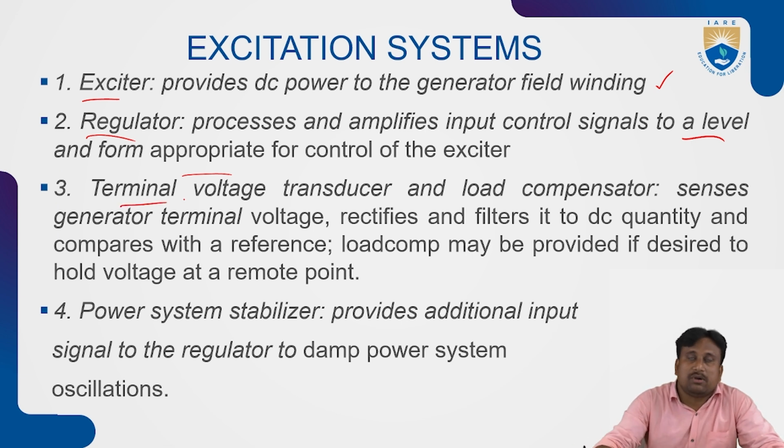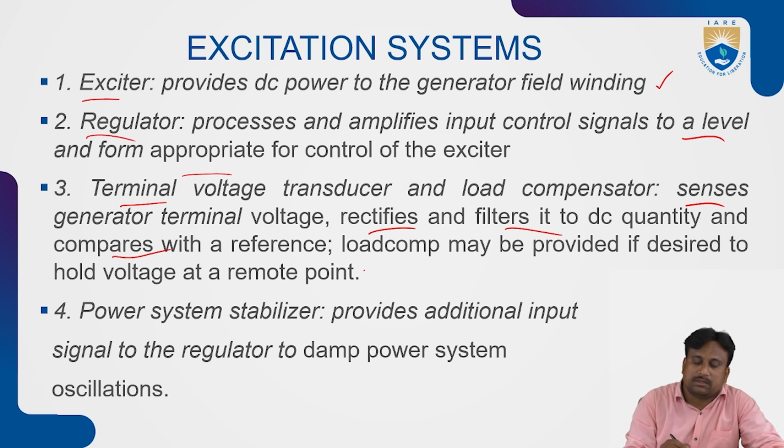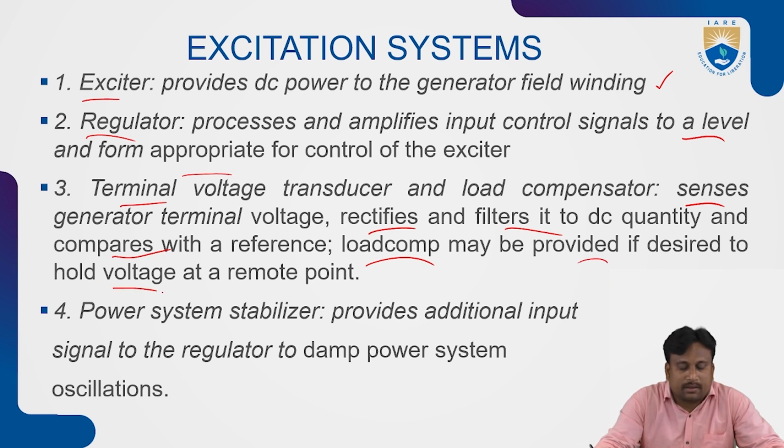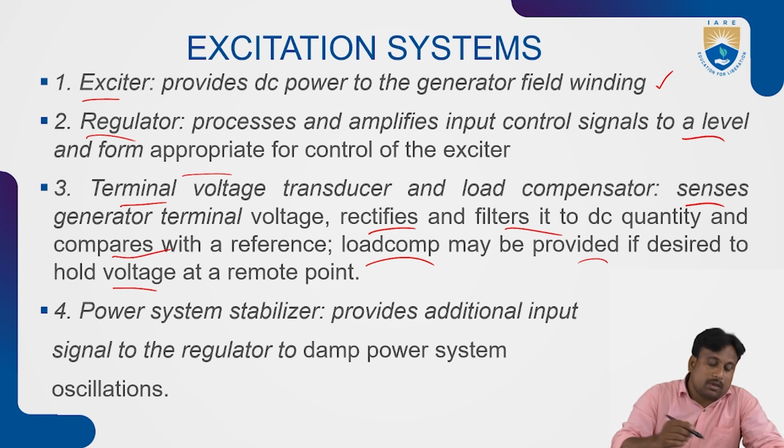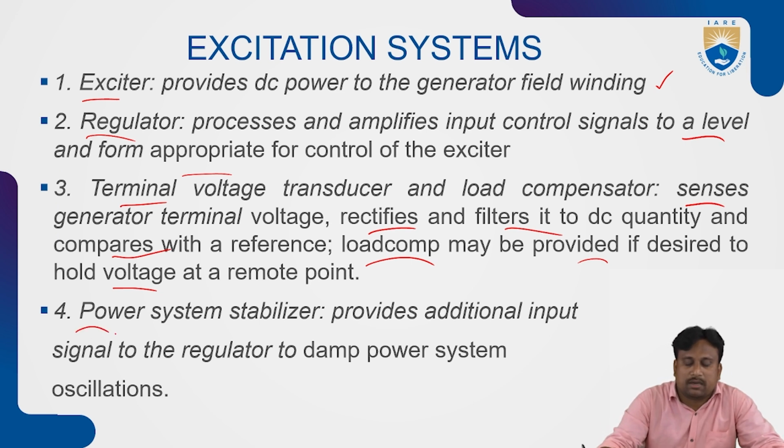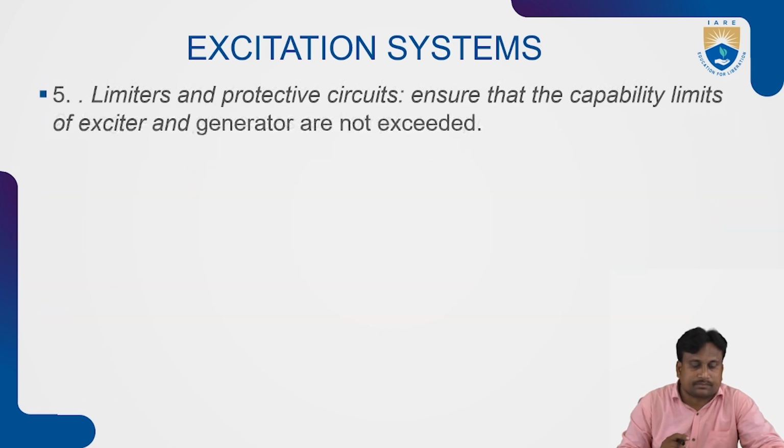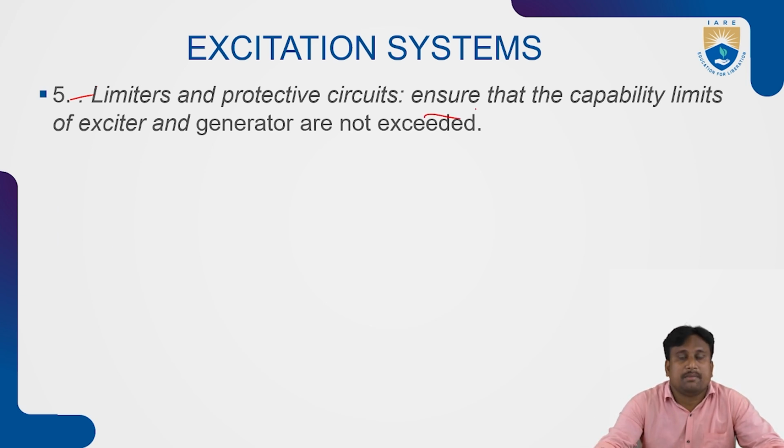And third one is terminal voltage transducer and load compensator, which senses generator terminal voltage, rectifies and filters it to a DC quantity, and compares it with a reference signal. That means load compensation may be provided if it is required to hold the voltage at a remote location or remote point. And fourth one is the power system stabilizer, which provides an additional input signal to the regulator to damp the power system oscillations. And fifth one is limiters and protective circuits. Here it will ensure that the capability limits of the exciter and generator are not exceeded.